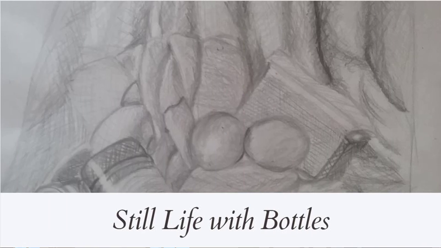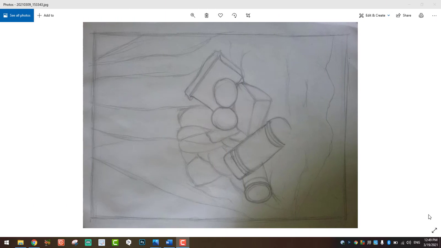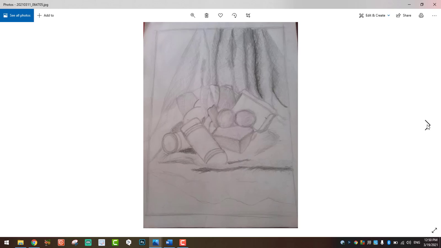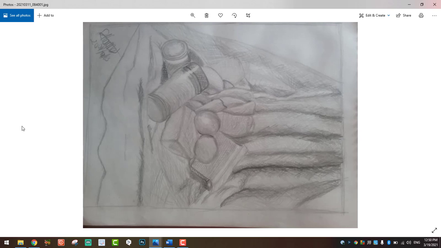Good day and welcome to another critique session on AR Tutor. Today we're going to look at another still life composition that was submitted by another student for an assessment. We're going to go through and see what are some of the strong points and weak points in this particular composition.